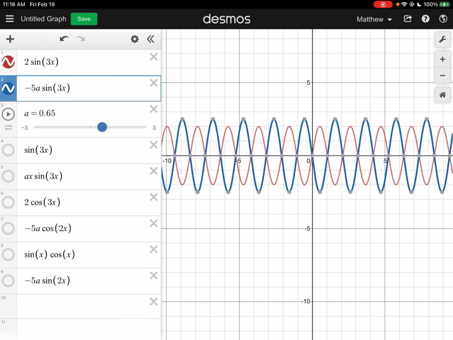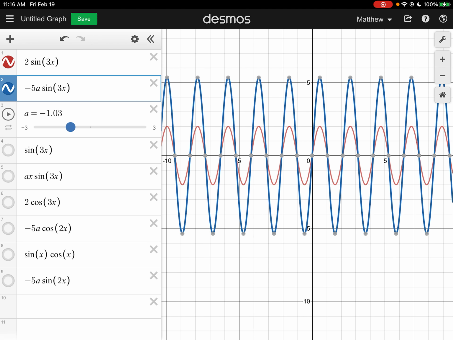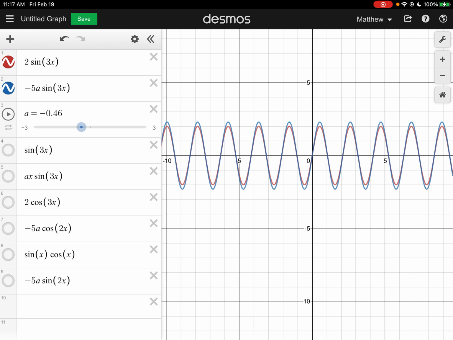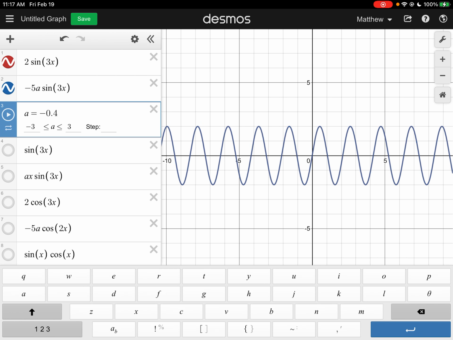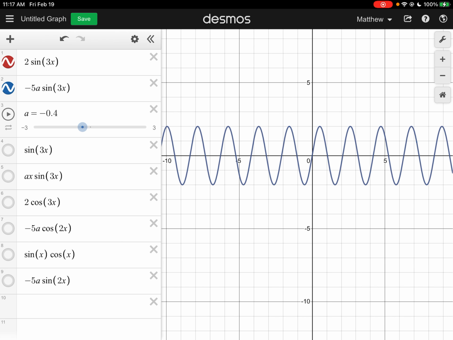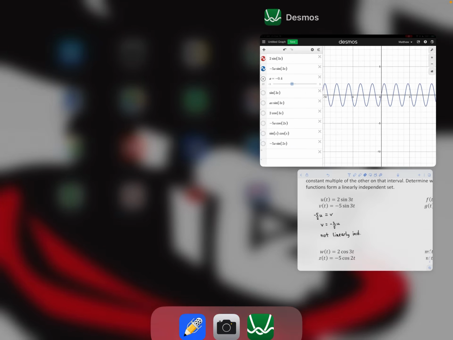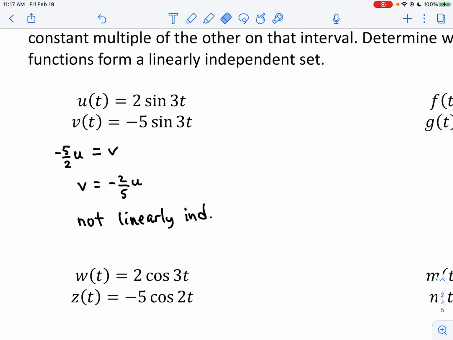The question is, can I do a vertical stretch of one function and make it match the other? And the answer in this case is yes. It's going to be at negative 0.4. If you multiply the blue function by negative 0.4, which is negative 2/5, you'll get the red function, which is here. That's like saying multiply the v function. I have a typo here. u is equal to negative 2/5 times v. So if you multiply the v function by negative 2/5, you'll get the u function.